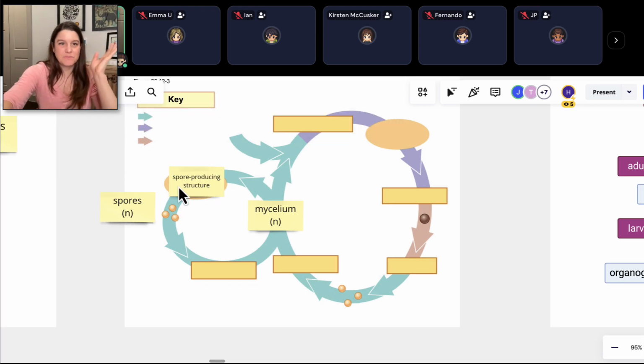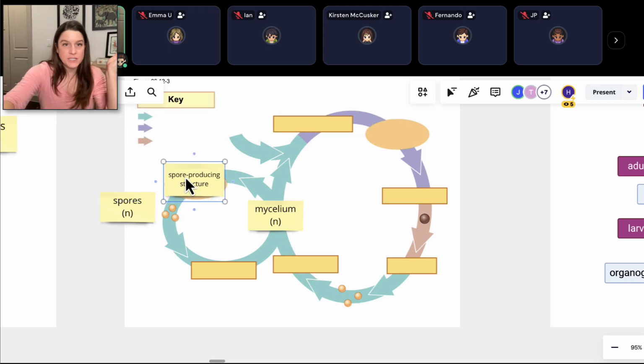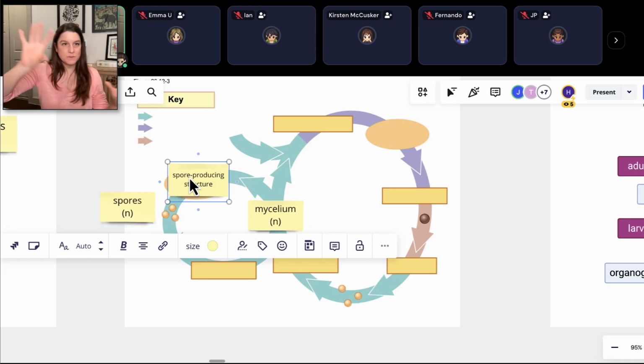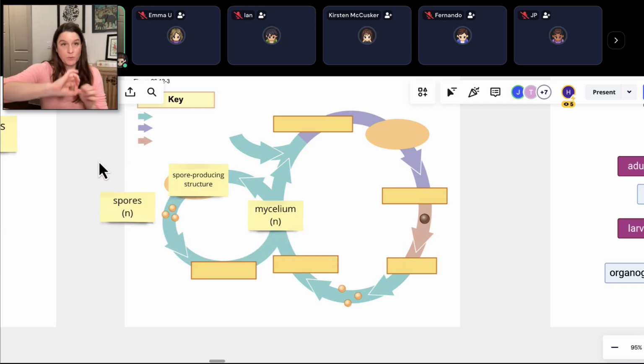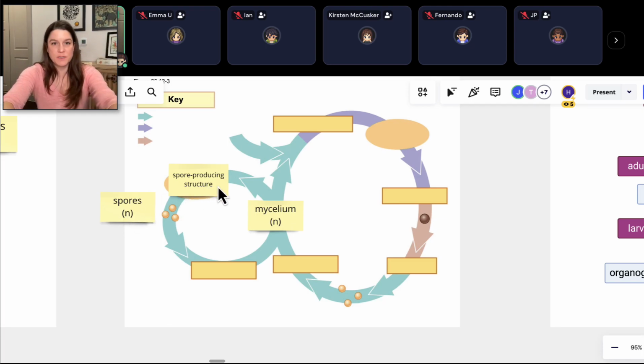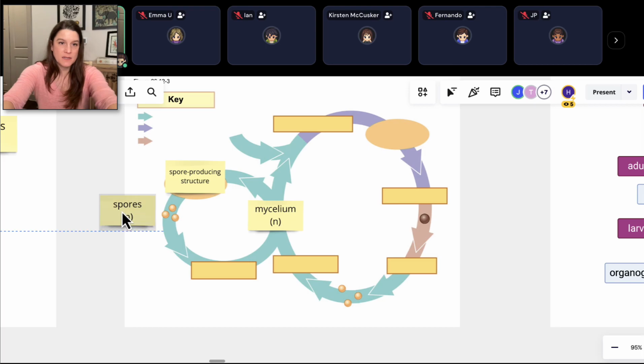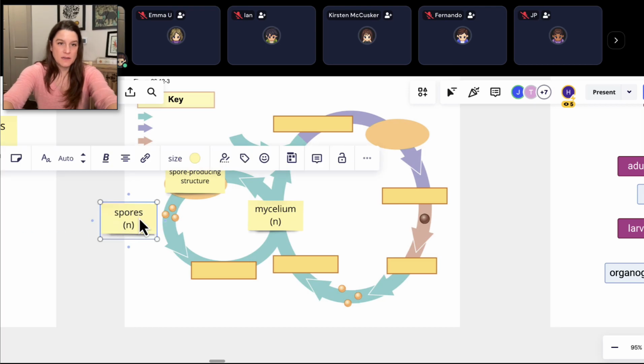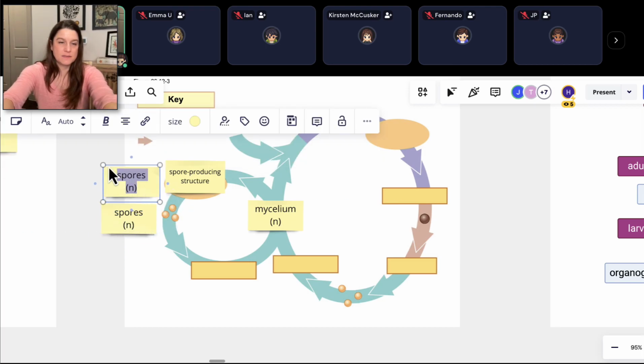So basically some part of the fungus needs to differentiate, or it needs to develop into a spore producing structure, like a sporangium, like those lollipop things that we saw in the rhizopus fungus, the black bread mold fungus. Okay, spore producing structure makes spores, N to N. So that process is going to be mitosis, right? Same ploidy.